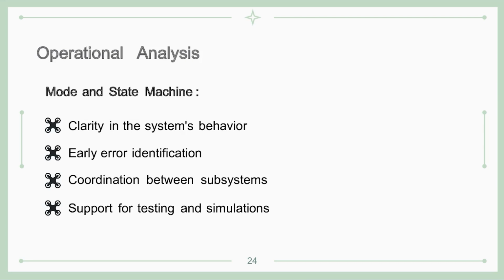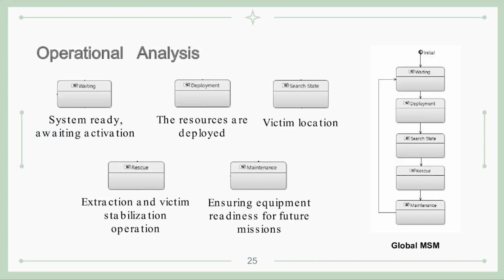These diagrams offer several advantages, like clarifying system behavior by visualizing how it operates under different conditions, identifying errors early by detecting inconsistencies, ambiguities, or gaps in the design before implementation, reducing costs and development time. Also, coordinating subsystems to ensure seamless interactions and state transitions, and supporting testing and simulation, serving as a foundation for validation scenarios. So here we have a global MSM.